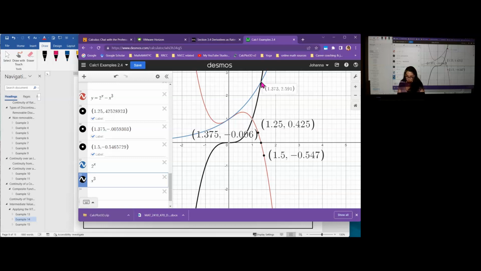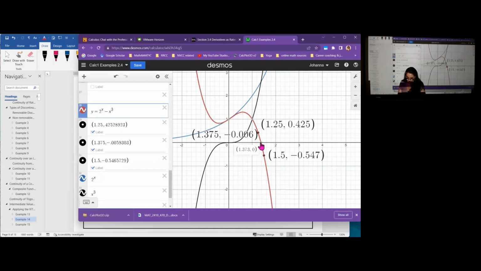1.373, 2.591, and so on. Now let's see if I can get this one to come on. Do you notice anything about this point that we found that was the x-intercept for the intermediate value theorem? That value there, 1.373, is the x-coordinate of the solution to the original problem, which gives you another way of solving problems.